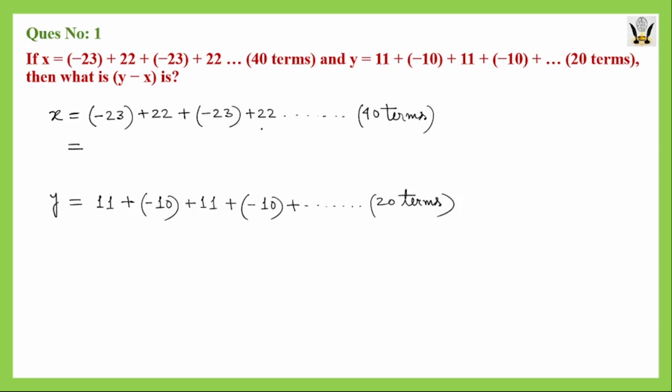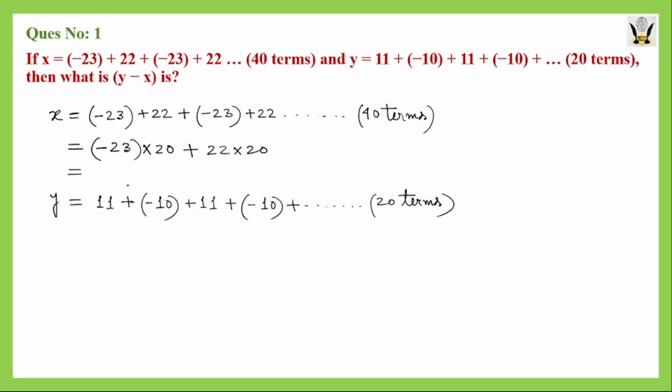And this way, as we have an even number of terms, minus 23 will repeat 20 times and plus 22 will repeat 20 times. So the summation of all those 20 minus 23 will be this. And then again we have this 22. This term will be repeated again 20 times. So the summation of all those 22 will be 22 multiplied by 20.